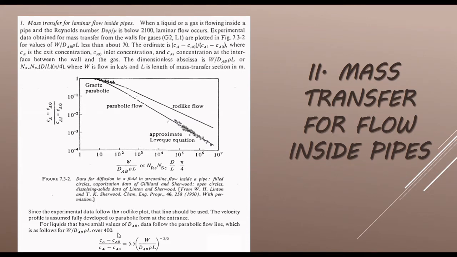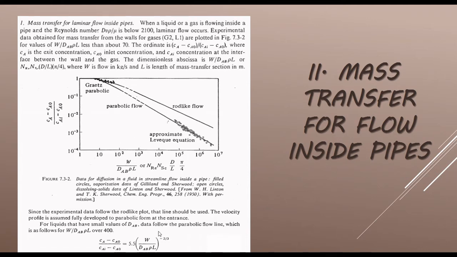Now, for liquids that have small values of molar diffusivity, data follow the parabolic flow line. So, if you think that the molar diffusivity value is small, or if the problem says that it's already considered small or negligible, then you can use the parabolic flow curve on top. Still, your abscissa would be this one, but we expect that the value of W over D_AB rho L, or this N_Re, Reynolds number, Schmidt number, D over L ratio, and pi over 4 would now be over 400.